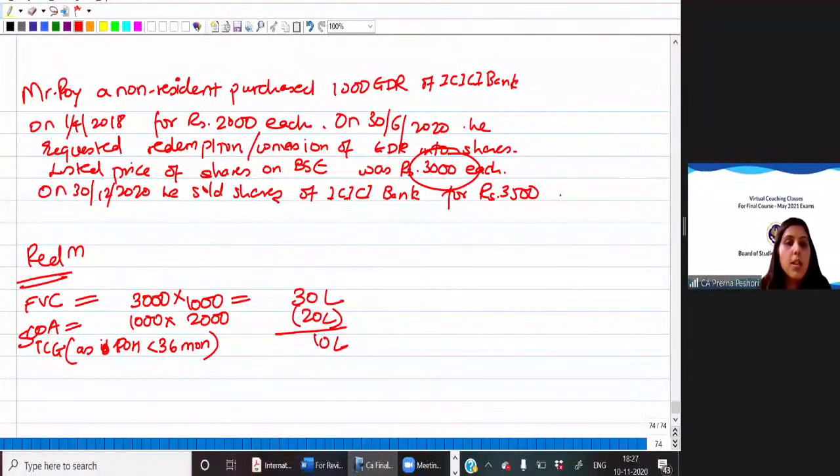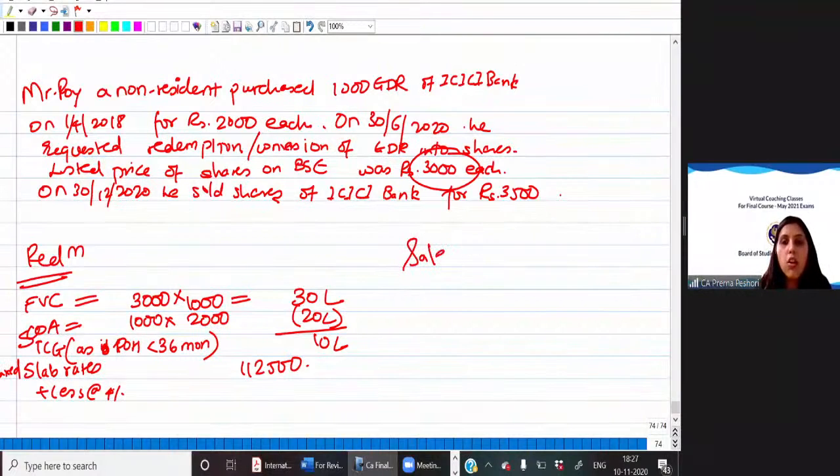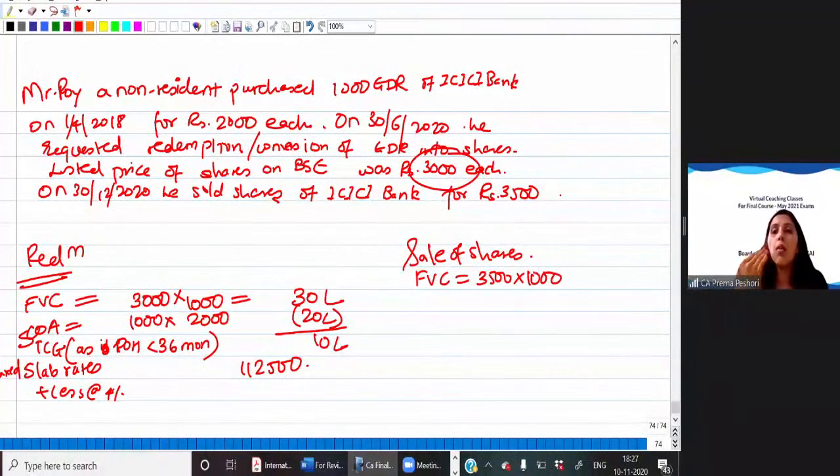Right? Now this will be taxed at slab rates. Now, what would be the taxation here? 1,12,500 plus cess at the rate of 4%. Clear? Now, coming to sale of shares, the subsequent sale of shares. Full value of consideration would be 3,500 into 1,000. Here I am assuming that on redemption of 1,000 GDR, I have got 1,000 shares itself. So that makes it 35 lakhs, right?